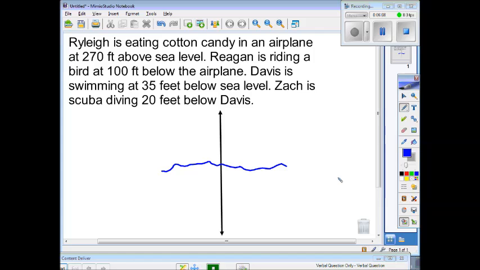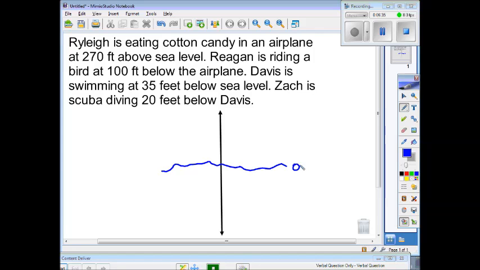What's that? Sea level. So how many feet is sea level? 0. Do you agree that's 0? Okay. Everybody good with that? All right. So I got 4 things I need to put on this. I need to put Riley eating cotton candy in the airplane. I got Reagan riding a bird. I got Davis swimming, and I got Snorkel Man back there scuba diving. Okay? I got those 4 things.